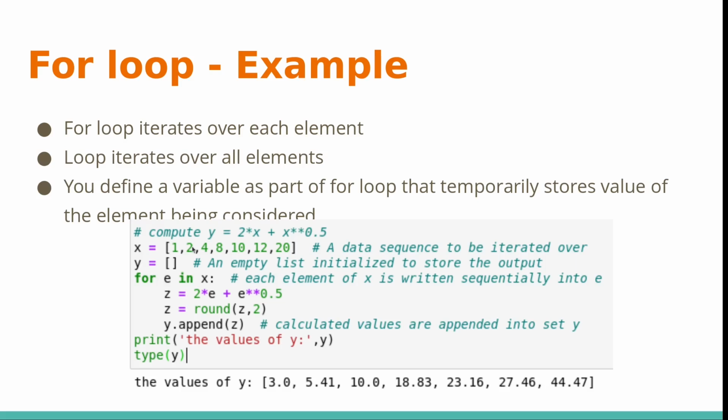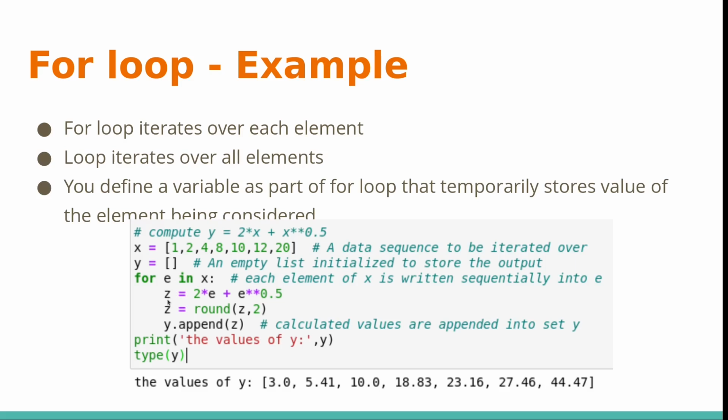So for example, in the first iteration, E will have a value of 1. In the second iteration, E will have a value of 2. In the third iteration, E will have a value of 4, and so on and so forth. And then this colon here indicates that I am starting a code block. This code block will run as long as I can grab an E from that list X.